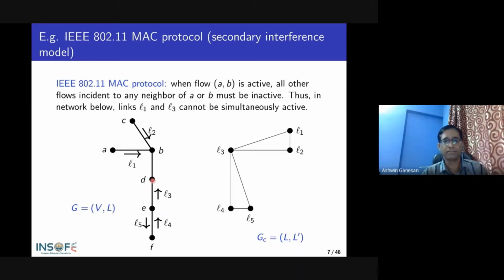So in most of the next few slides, I'll be focusing on the primary interference model, where 2 links are adjacent vertices in the conflict graph if and only if they're incident to a common node. So L1 and L2 would be adjacent vertices in the conflict graph, but L1 and L3 would not be adjacent vertices in the conflict graph. That's because in the next few slides, it's different from this slide. In the next few slides, I'm going to be focusing on the primary interference model.